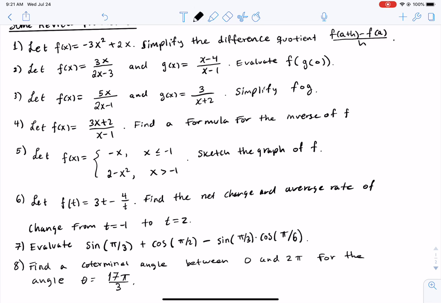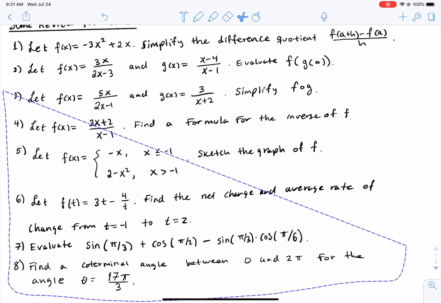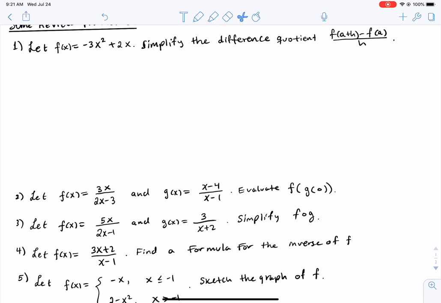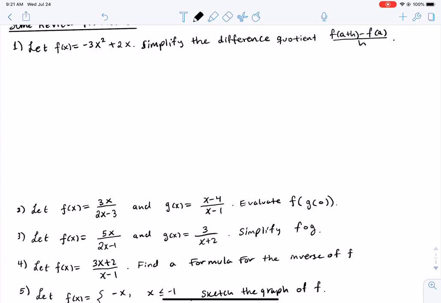Right. So let's start with number one. With number one, you're given a function and you're asked to simplify the difference quotient. Let me just move this down. There we go. Okay, so let's see. Simplify the difference quotient.